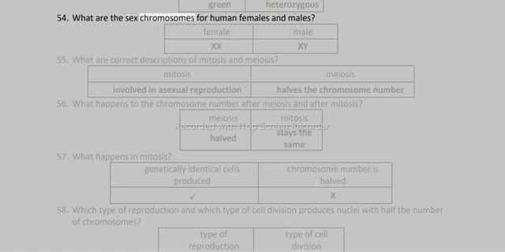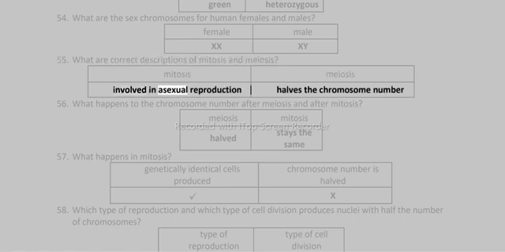54. What are the sex chromosomes for human females and males? Female XX, male XY. 55. What are correct descriptions of mitosis and meiosis? Mitosis is involved in asexual reproduction; meiosis halves the chromosome number.